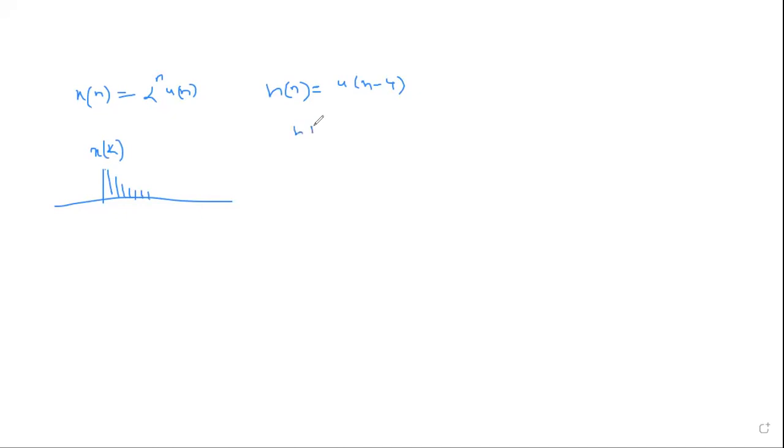Now somebody tell me, this h of n, u of n minus 4, where does it start and until where does it go? Somebody tell me. From where does it start till where does it go? Ihab, you tell me. Aisha, Umema. So from minus 4, it will start. Don't be in a hurry.